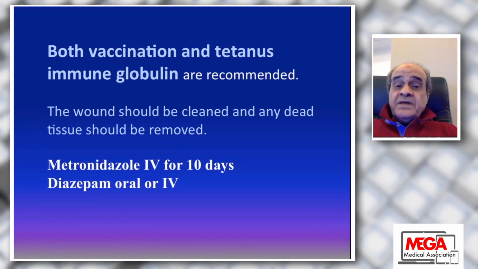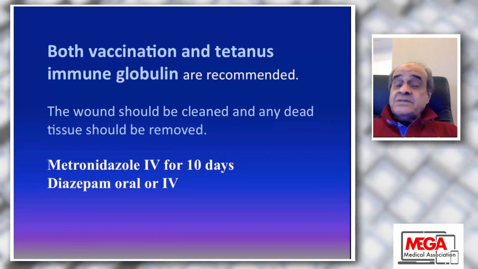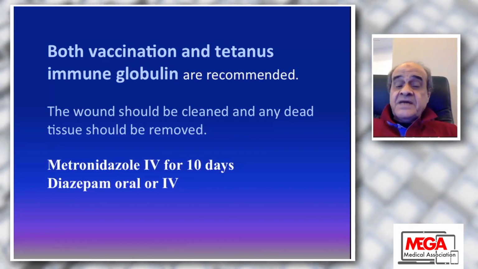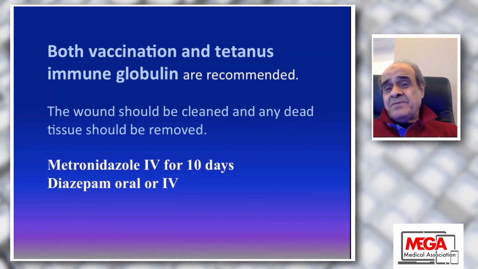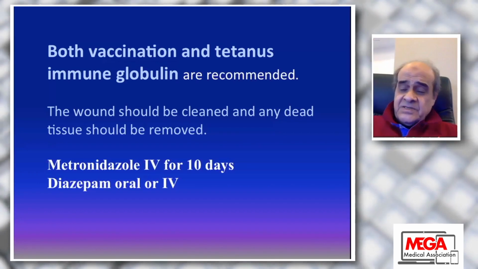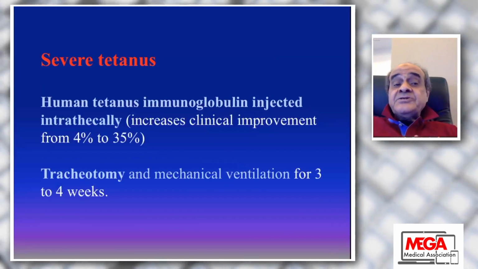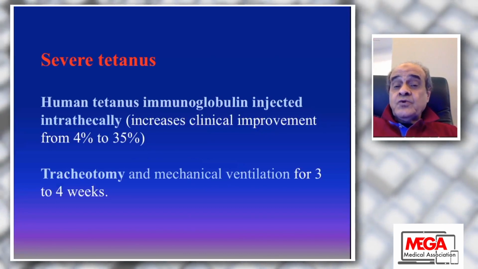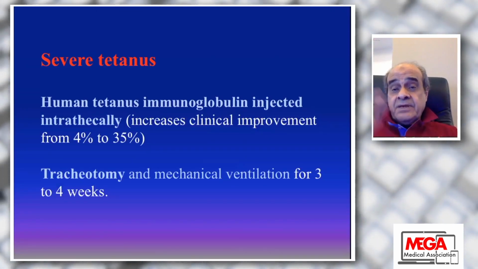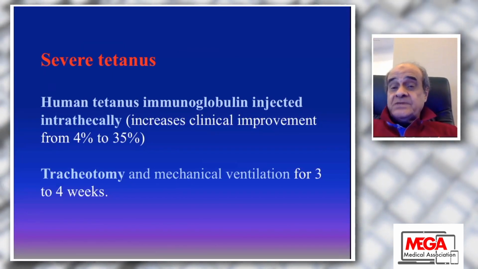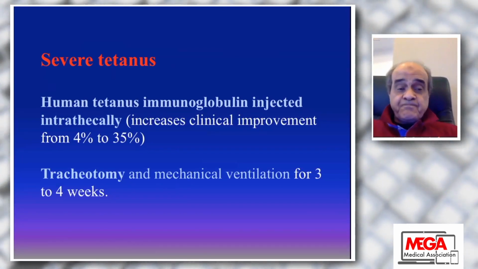The wound would be cleaned and any dead tissue must be removed. We can give metronidazole, it is the best. We can give diazepam. Penicillin is to be blamed, it may provoke some convulsions, so we do not like it. In severe tetanus, we can inject the human tetanus immunoglobulin intrathecally. Injecting it intrathecally increases the clinical improvement from 4% to 35%.